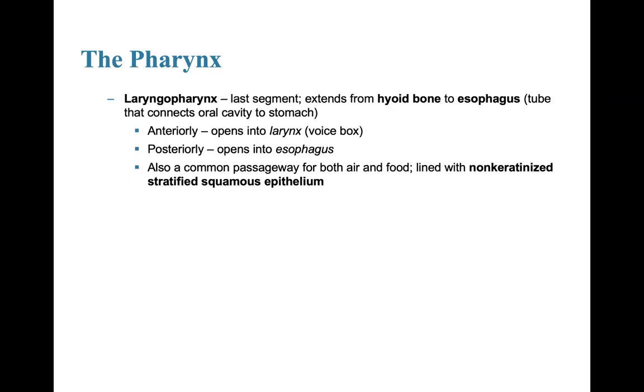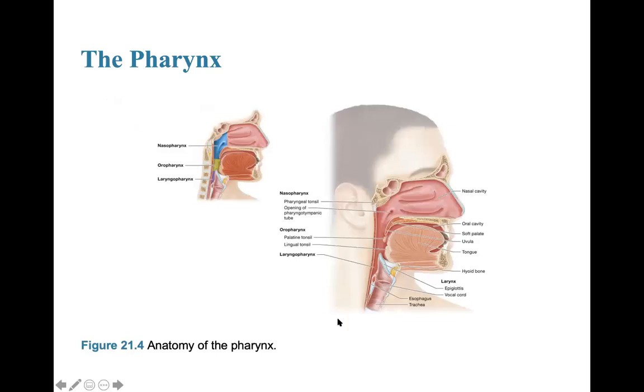Remember that this is the point where you're going to diverge between respiratory and digestive tracts. It is also a common passageway for both air and food, and it's also lined with non-keratinized stratified squamous epithelium. So if we look here, we can see we have the nasopharynx in this region here, oropharynx is here, and then the laryngopharynx will be here. Okay, and you can see those different colored zones in this figure here.